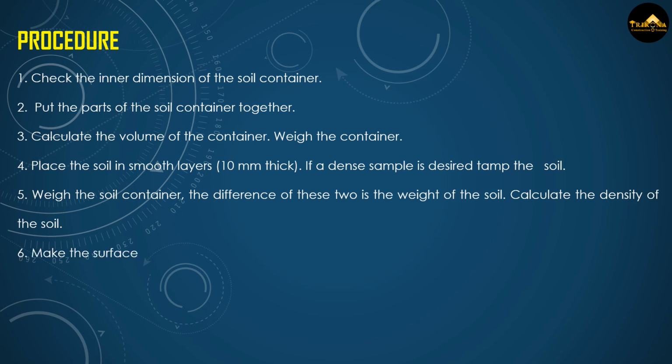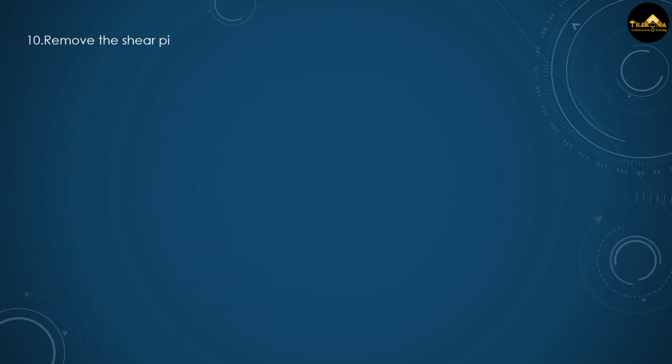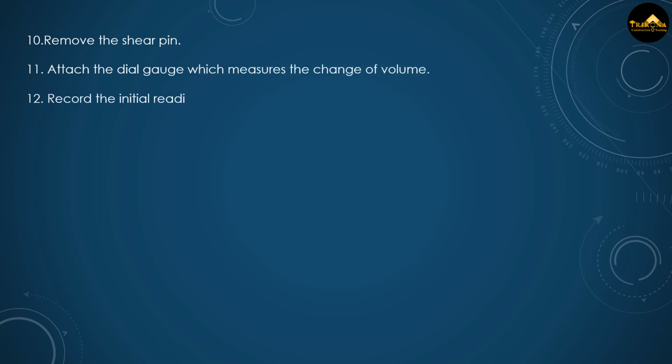Make the surface of the soil plane. Put the upper grading stone and loading block on top of soil. Measure the thickness of soil specimen. Apply the desired normal load. Remove the shear pin. Attach the dial gauge which measures the change of volume. Record the initial reading of the dial gauge and calibration values.